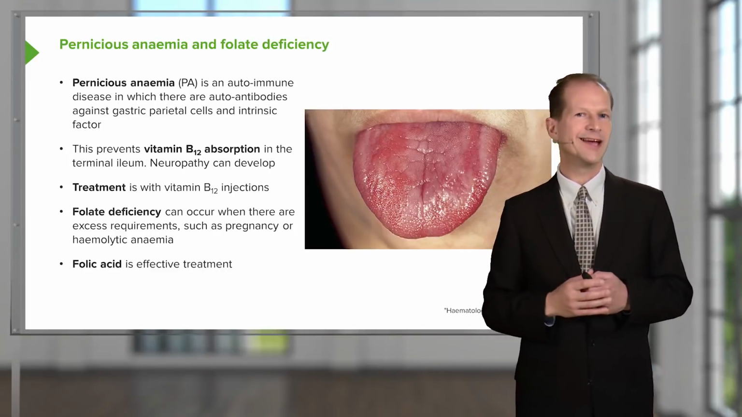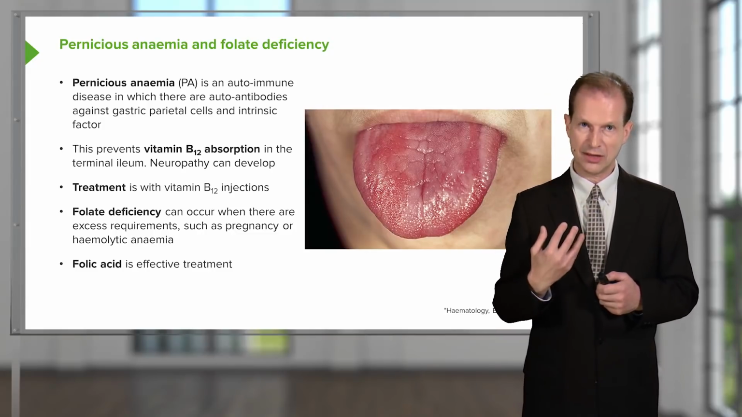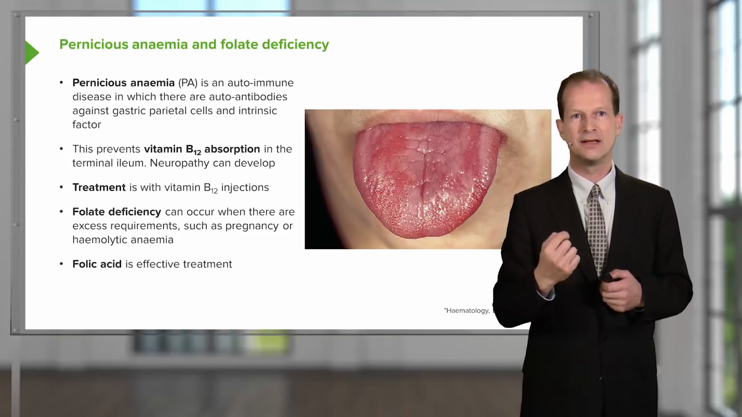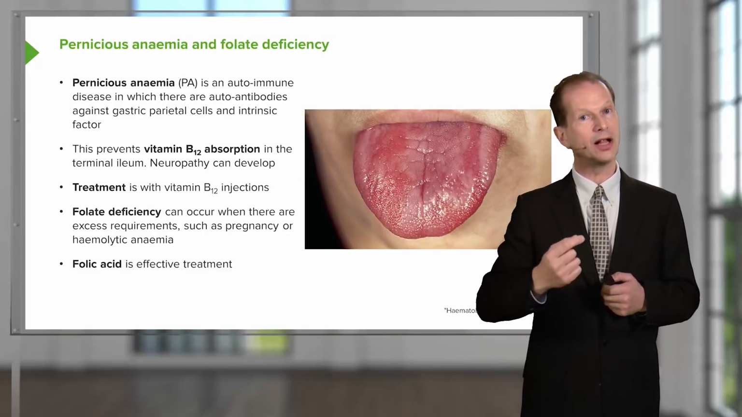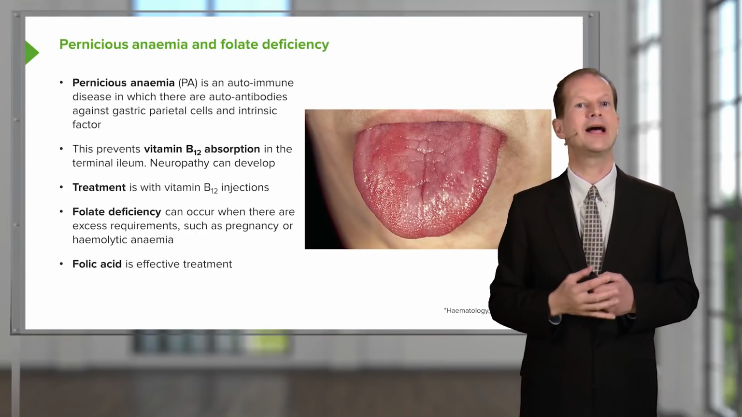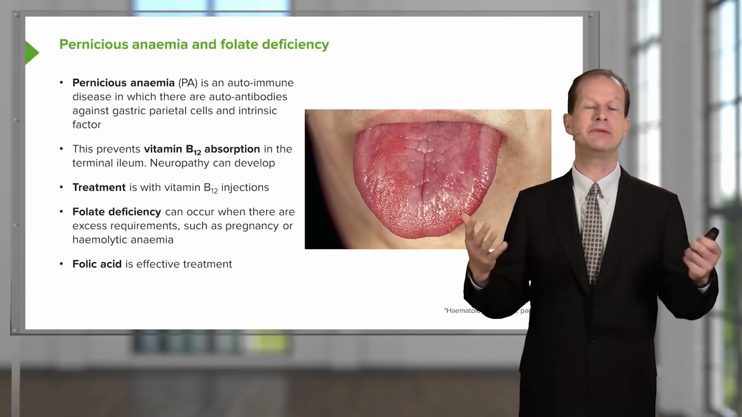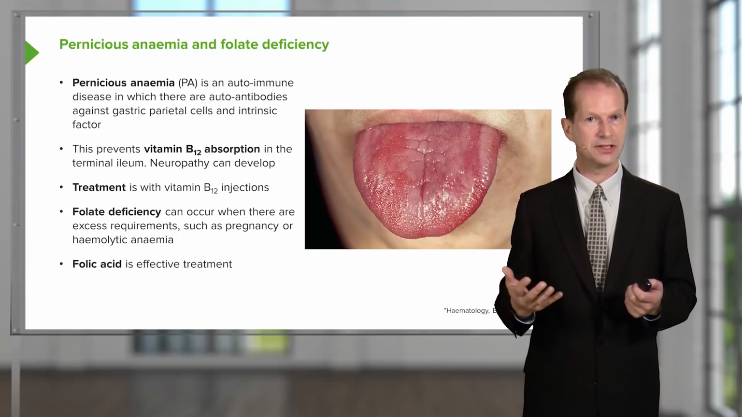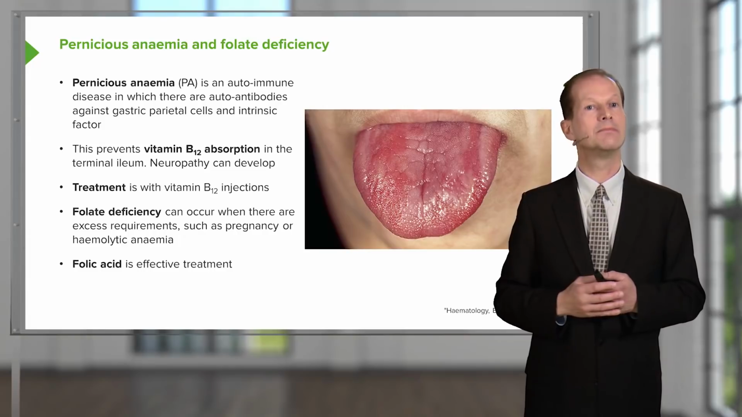Now, remarkably, when B12 is absorbed within our food, it has to bind to intrinsic factor. The complex of B12 and intrinsic factor is then absorbed in the terminal ileum. You can see immediately that if your intrinsic factor is neutralized with antibodies, you won't be able to absorb B12.